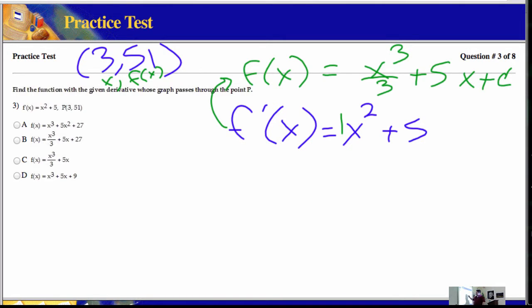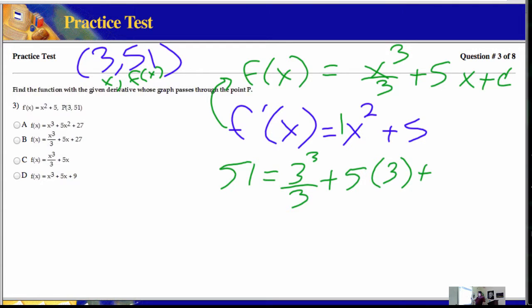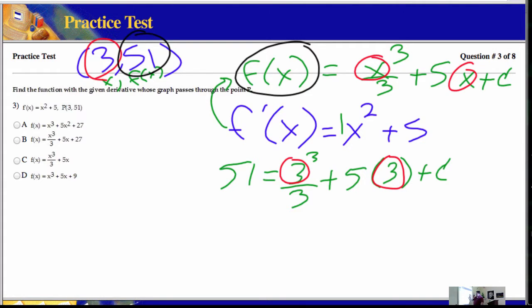So if I take this equation, I say 51 is equal to 3 cubed over 3 plus 5 times 3 plus c. So what I've done is I've gone in here wherever there is an x, I've plugged in 3. And wherever there was an f of x, I've plugged in 51. And I did that because we want to know what c is. Does that make sense?